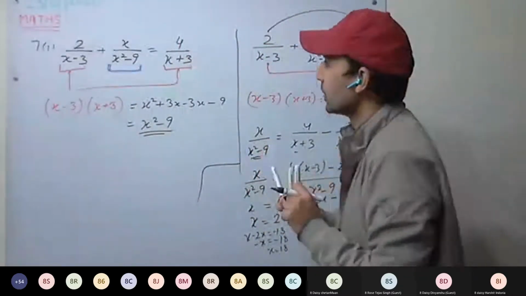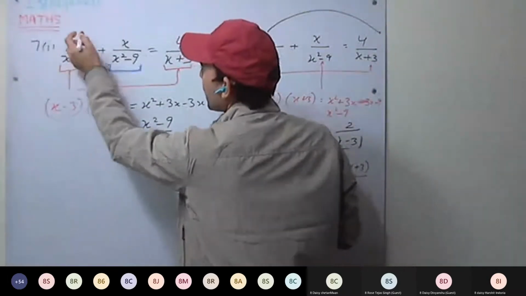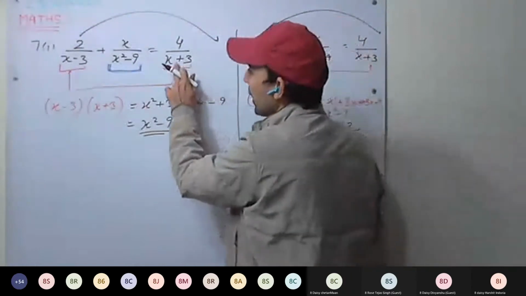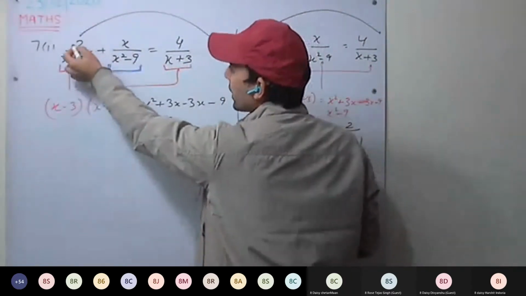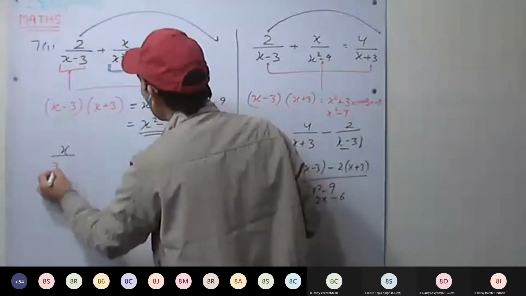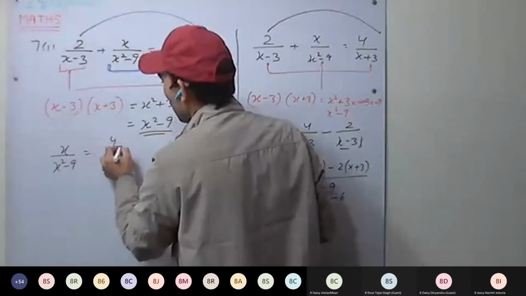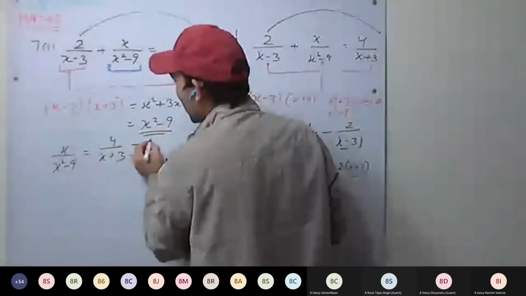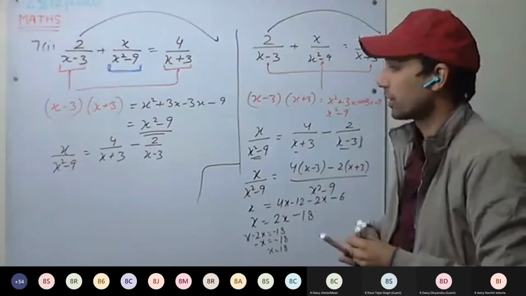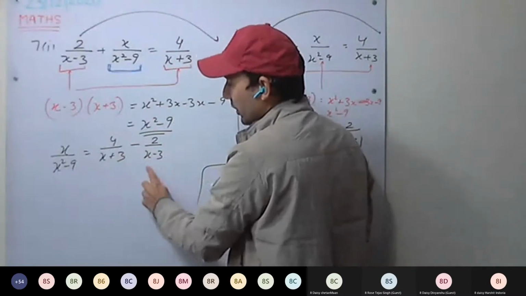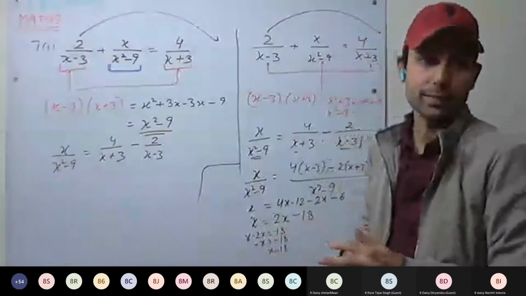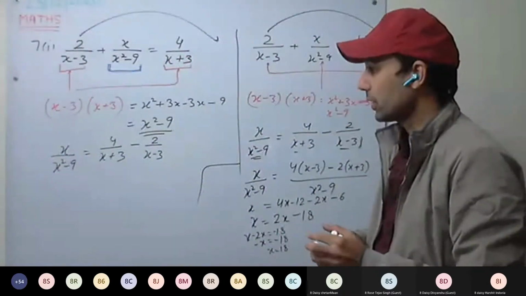This is fine. Now what will we do? We'll take x minus 3 from this side to this side. Because in the denominator we have to multiply x plus 3 and x minus 3. For that we'll take this term from left hand side to right hand side. So how can we rearrange it? x upon x square minus 9 equal to 4 upon x plus 3 minus 2 upon x minus 3. Understood this one? Now, if you multiply these two, we will get x square minus 9 on the right hand side as well. Then we can cancel from both sides. Understood this step?